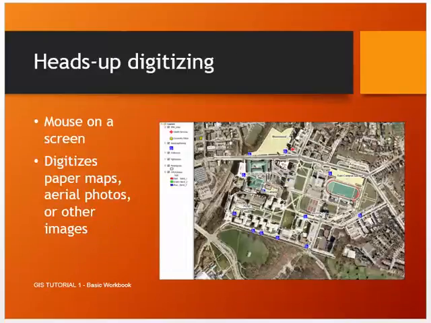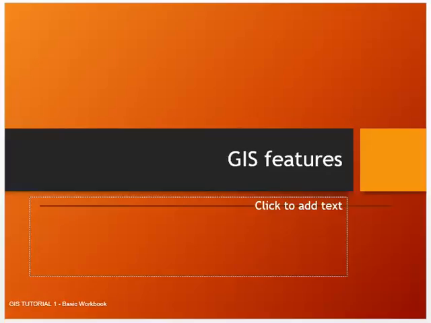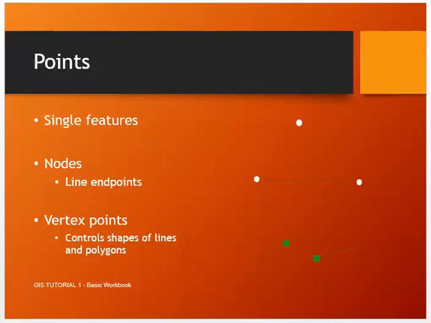More modern, more common is heads-up digitizing. This is where you have a base map of imagery or a street map or something, and you use the mouse in your ArcMap to create the features based on the locational relationship with the features on the aerial image. Much quicker, much more pleasant experience. So how do we do that, or what do we get out of it?